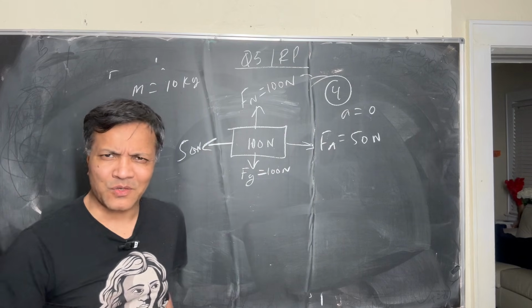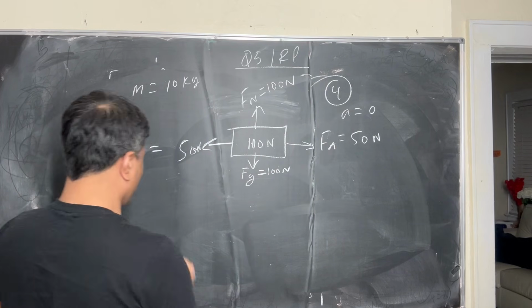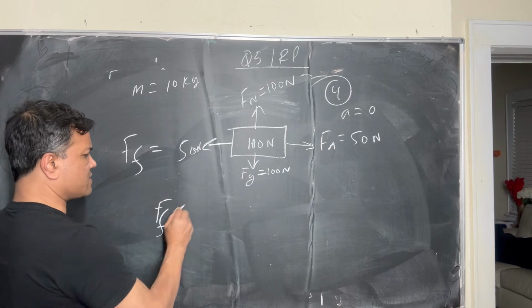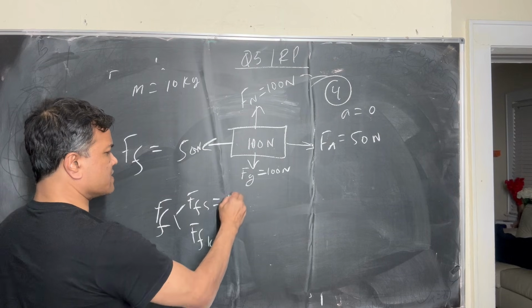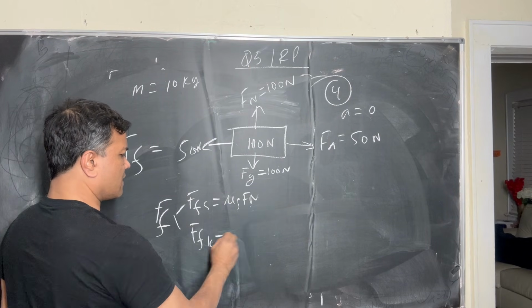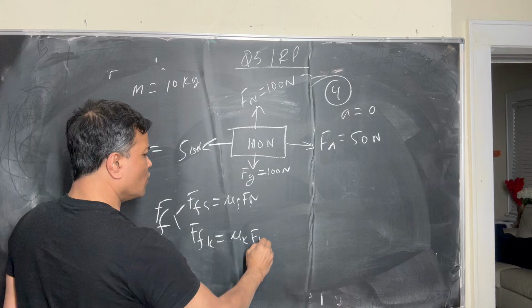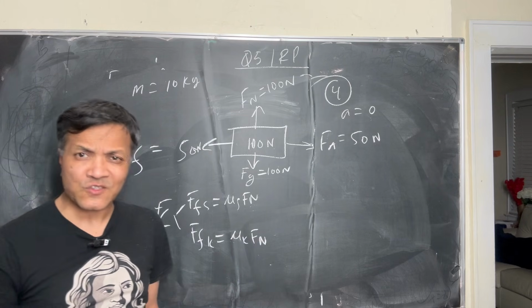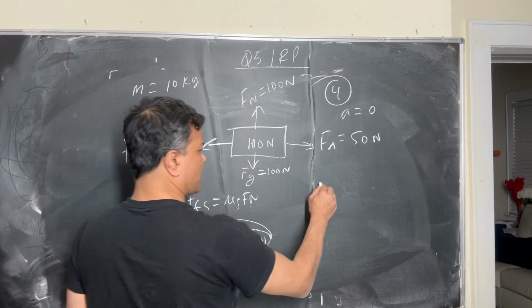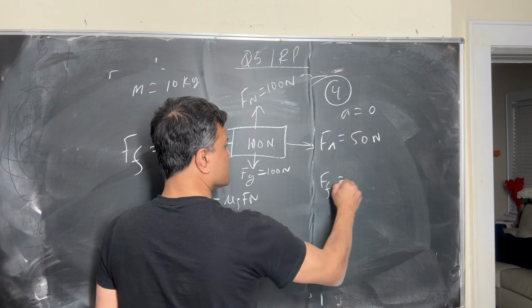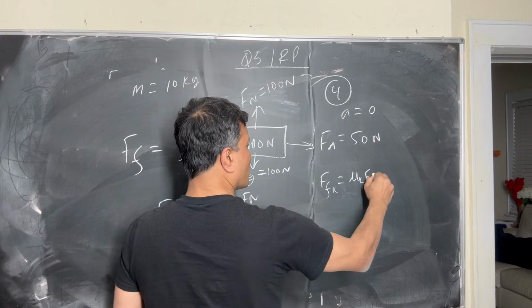Okay, now what do you want to find? We want to find mu k. Now, to find mu k, you have two equations. Ff is Ffs and Ffk. Ffs is mu s Fn and Ffk is mu k Fn. Which one are you going to use? 50-50 chance? No, of course not. The object is moving, so you have to use this one. So you're going to use Ffk equals mu k Fn. What are you looking for?